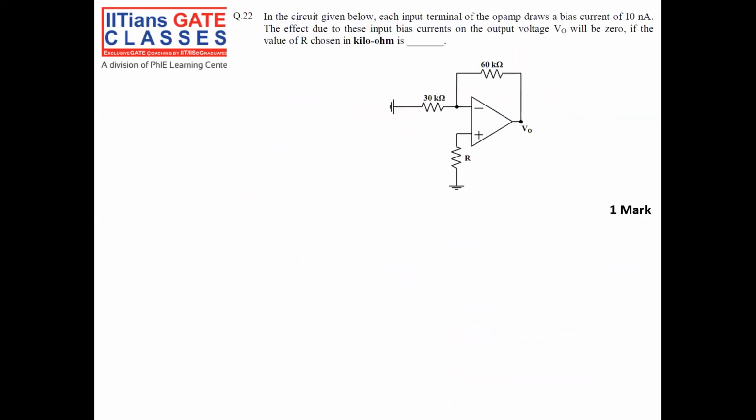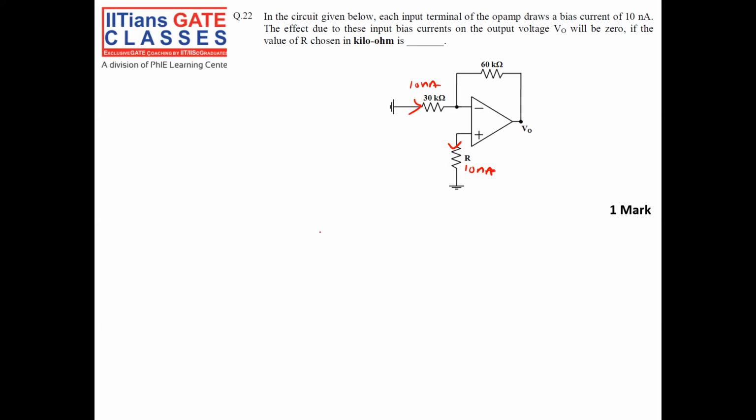This is the next question. In the circuit given below, each input terminal of the op-amp draws a bias current of 10 nanoampere. The effect due to the input bias current on the output voltage will be 0 if R is what? Suppose there is a 10 nanoampere current flowing, so here also there is a 10 nanoampere current flowing.